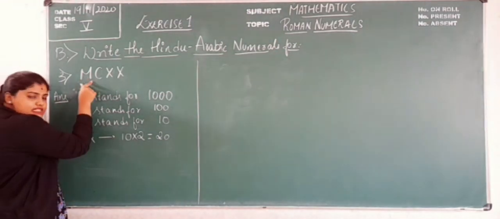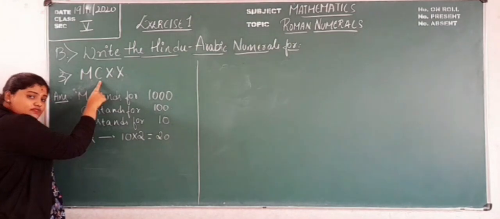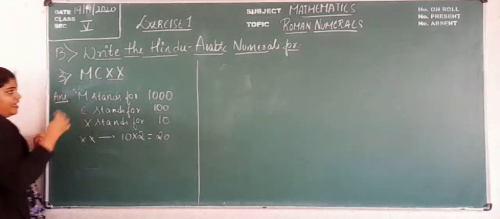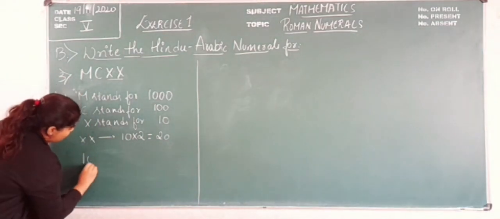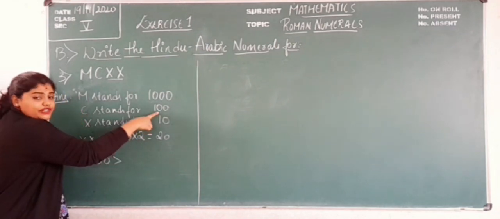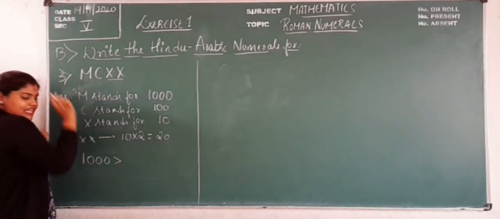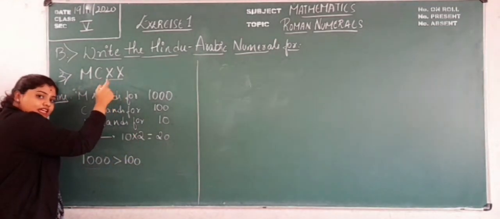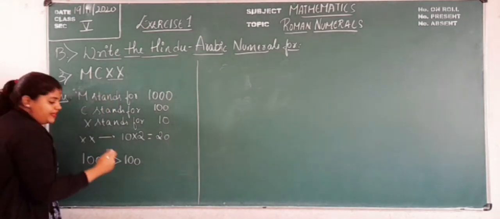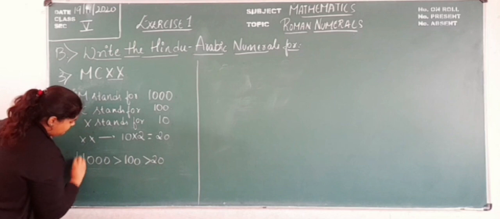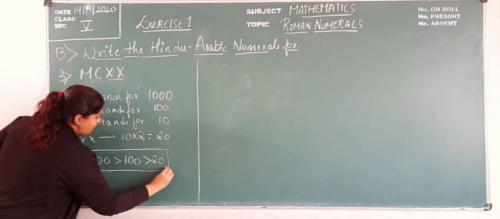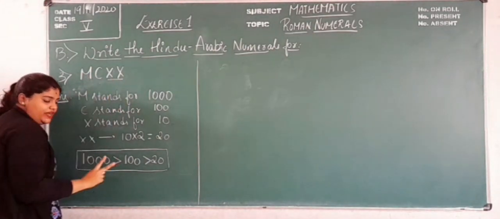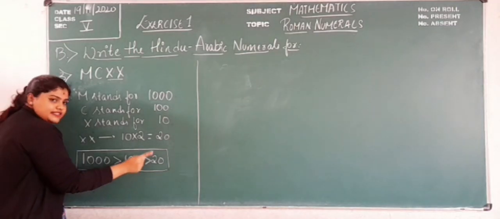So the first value, that is M. M stands for 1000. C stands for 100. Then we have 2X, and this 2X stands for 20. And here we also know that 1000 is greater than 100, and this 100 is greater than 20.